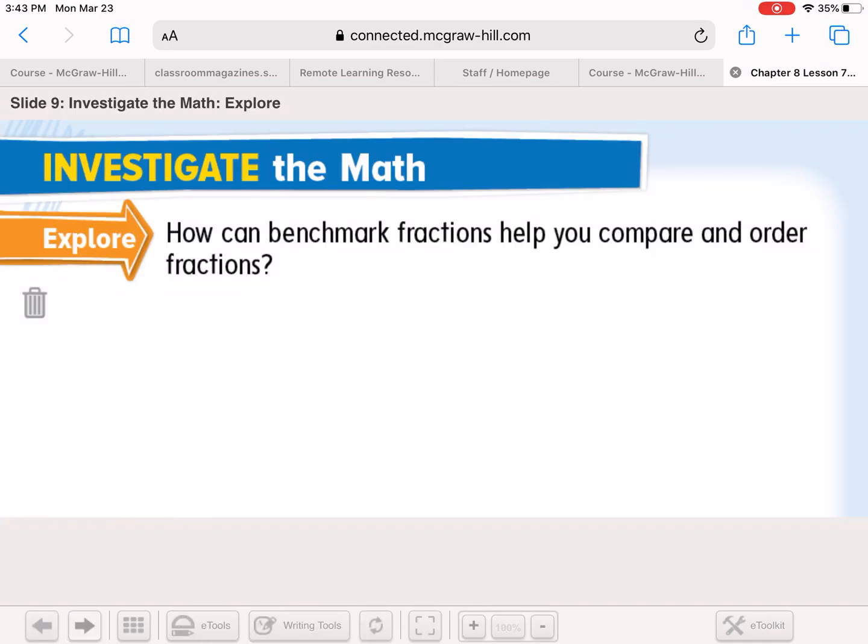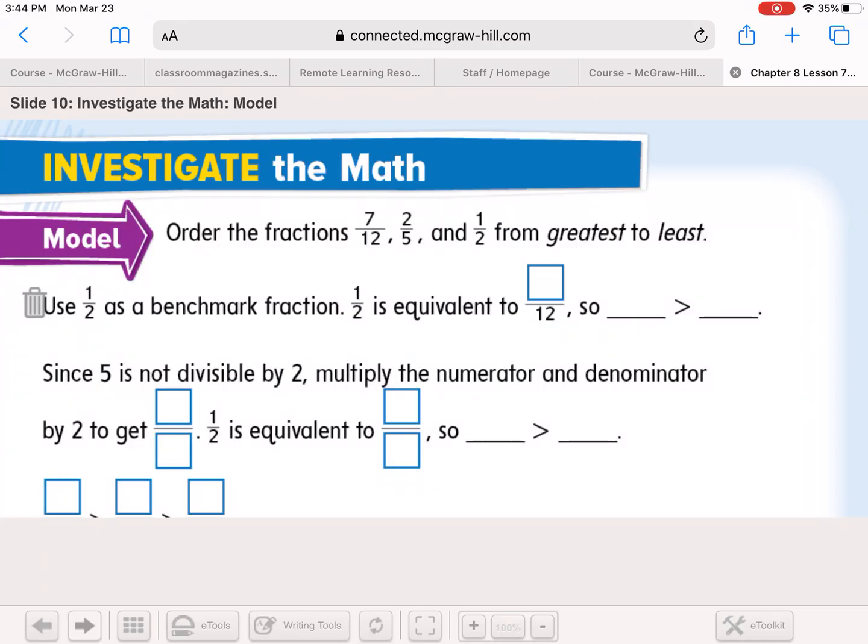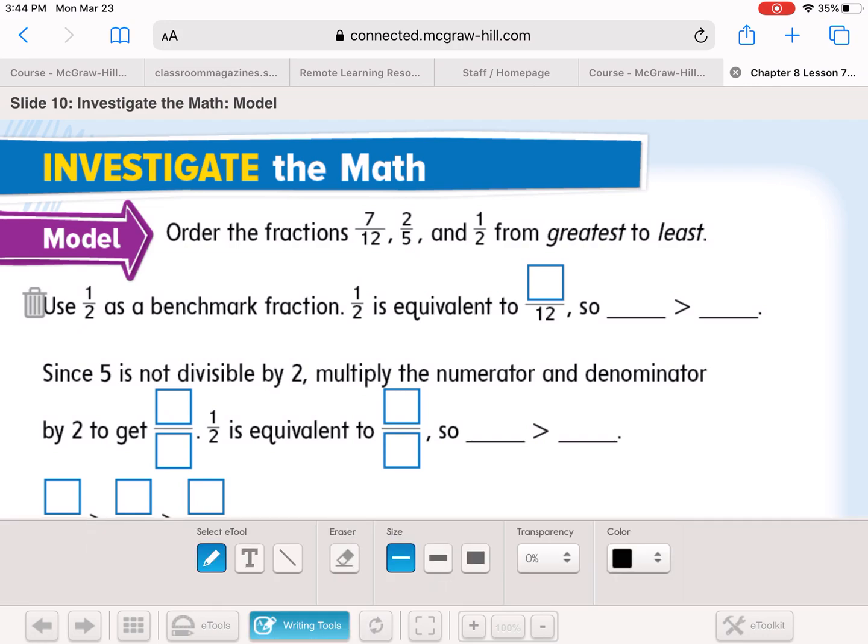Okay, so today what we're going to talk about is how benchmark fractions help you compare and order fractions. So I'm going to use 0, 1 half, and 1. It says order the fractions 7 twelfths, 2 fifths, and 1 half from least to greatest. Use half as a benchmark fraction. So half is equivalent to how many twelfths? It would be 6, because we know that half of 12 is 6.